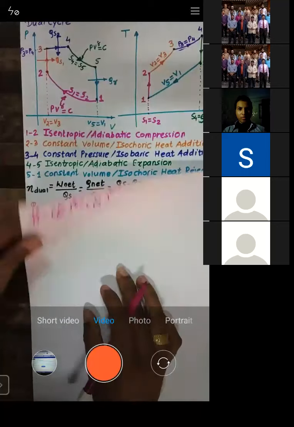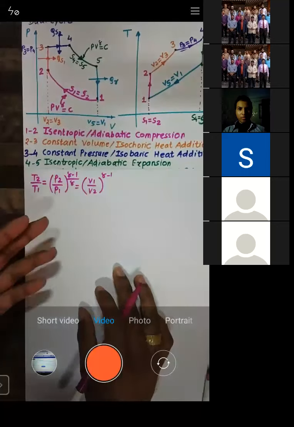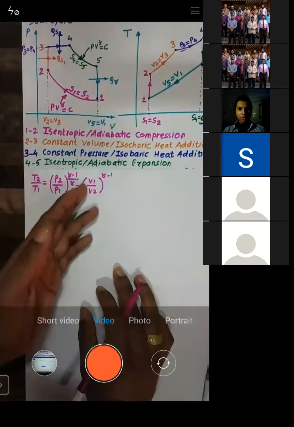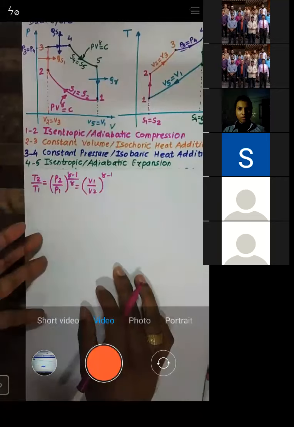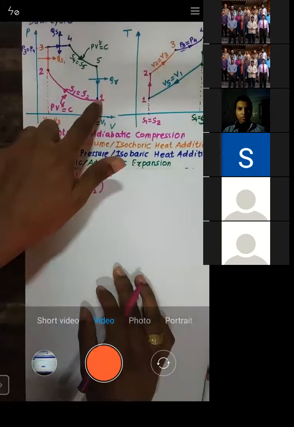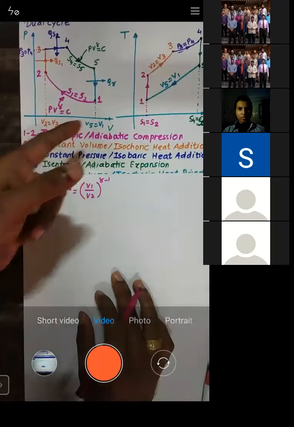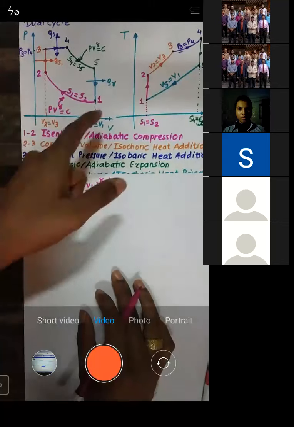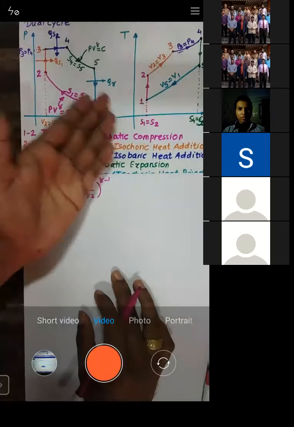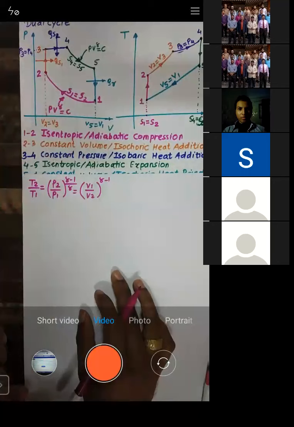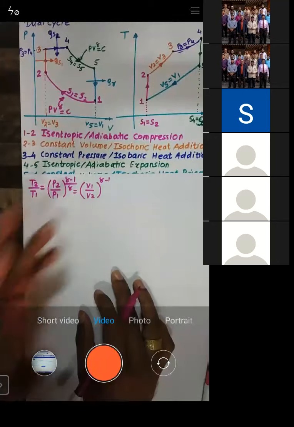This is the expression which we have written twice already in this chapter. Initially we wrote the same expression for the Otto cycle, and the same for the diesel cycle. Now I'm writing it again for the dual cycle, because we have the same process 1 to 2 in Otto, diesel, and dual.